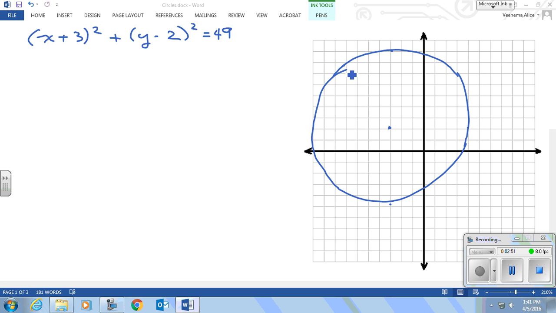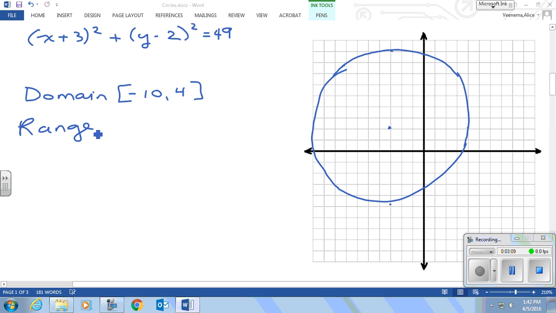So now let's state what the domain and the range are for this. We can read that from the graph. We can see that the domain goes from negative 10 to positive 4 and includes those two. And that the range goes from negative 5 to 9.